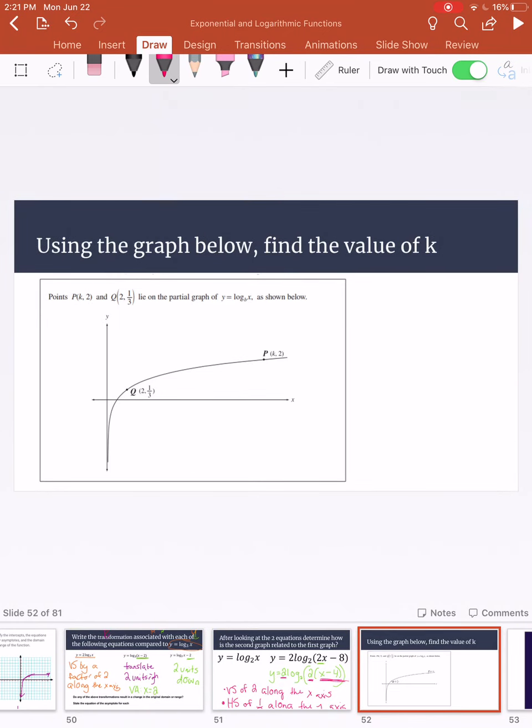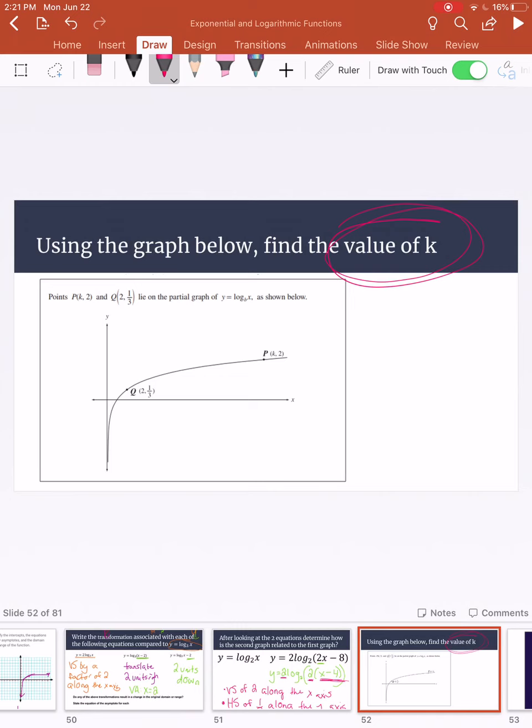All right, here's an old diploma question. See if you can figure it out. It gives us 2 points on the graph. They represent a logarithmic graph, and all we're trying to do is, it doesn't actually say in the question, but we're trying to find the value of k. Oh wait, it does say that, sorry. So we're trying to find the value of k.